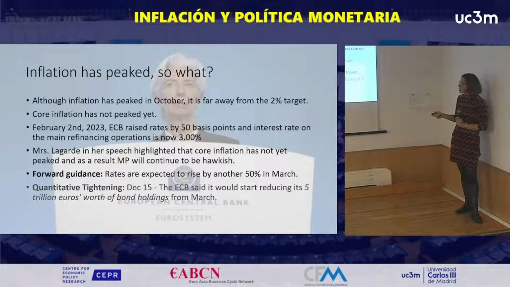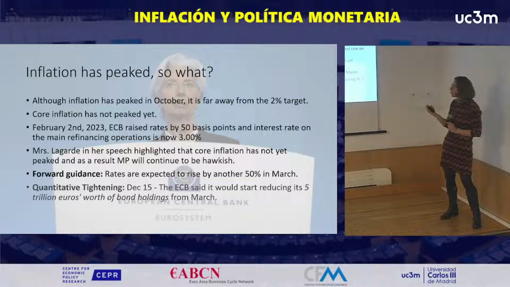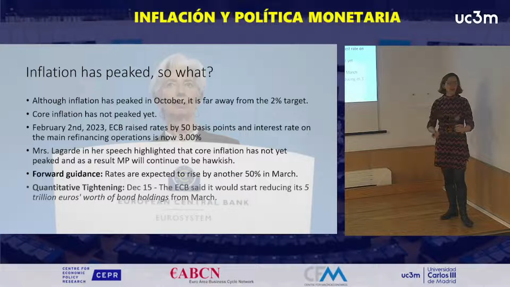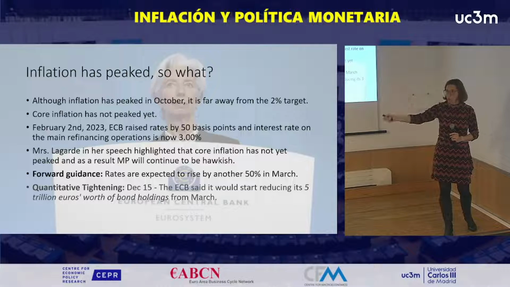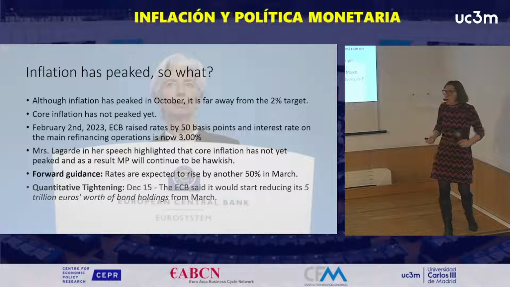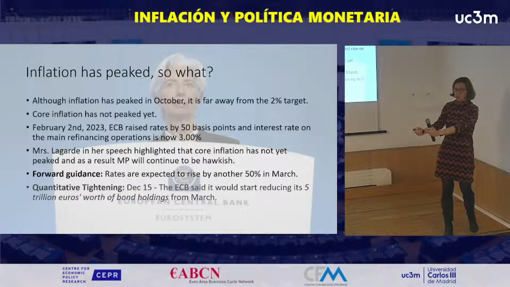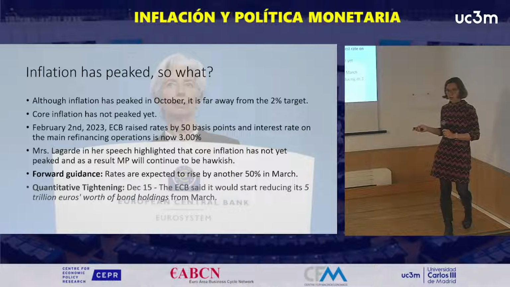Why? Because on December 15, the ECB said it would start reducing its 5 trillion euros worth of bond holdings from March. So they are holding all these bonds and they already tell you, I'm going to intervene. I'm going to do quantitative tightening. Which means that there are going to be more upward pressures on the interest rate. They should contract the economy even further. Are you with me? Yeah?